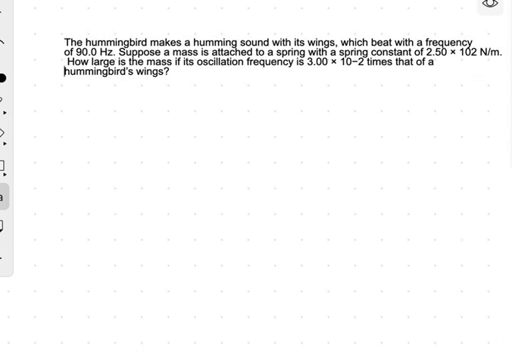Okay, so this question's coming from the Calculating Periods worksheet. Specifically, we're looking at that second section, which is on calculating the period of a mass spring system.